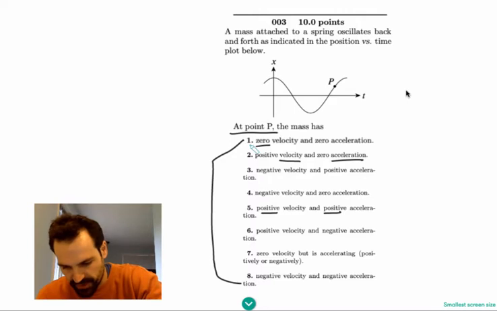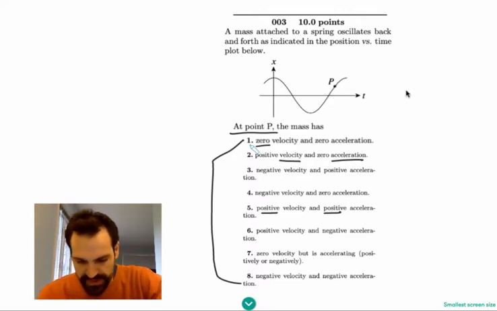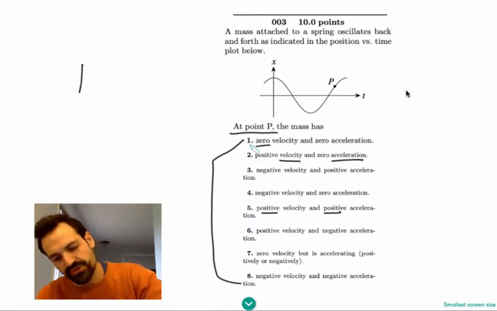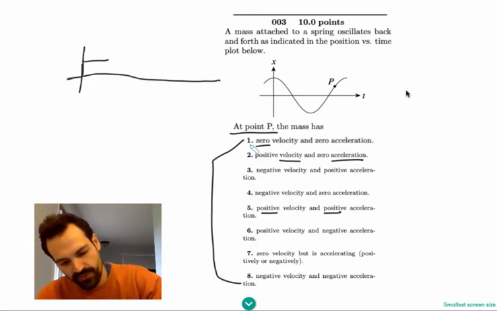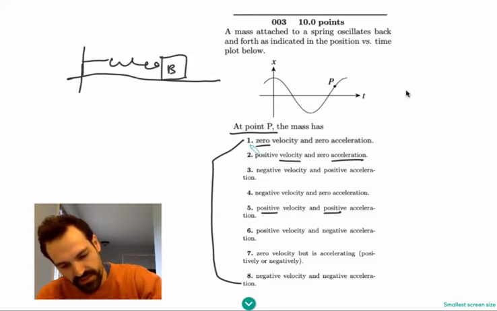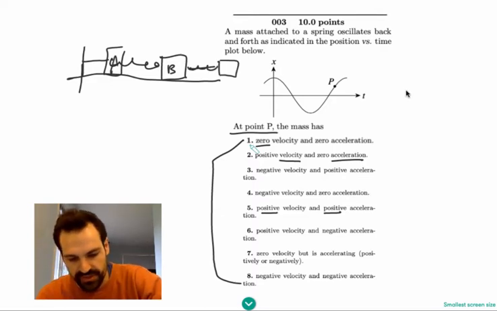So a mass is attached to a spring and oscillates back and forth in a position time graph. So at point P, we know that, and if you're unsure, you can translate it to a graph, which I don't think I need to do, but it never hurts. We have position A, B, and C, where A and C are at max stretch and max compression, and B is the equilibrium point.